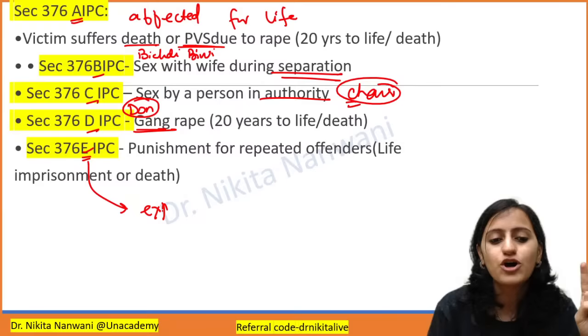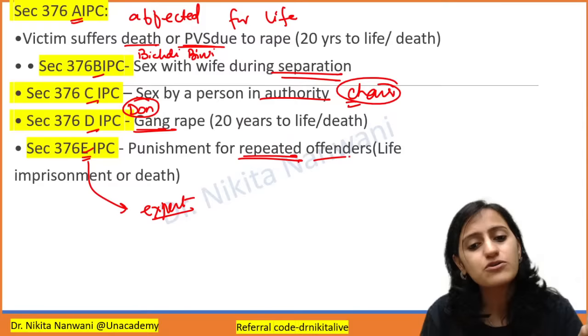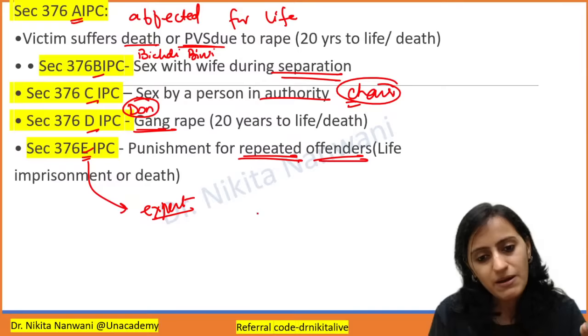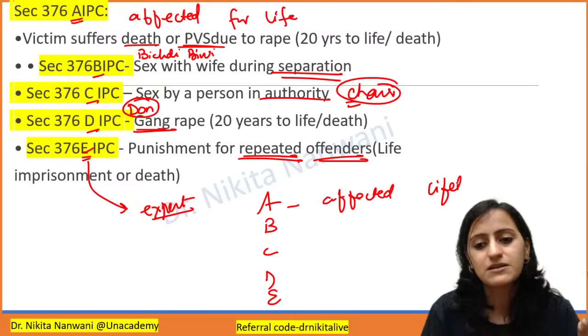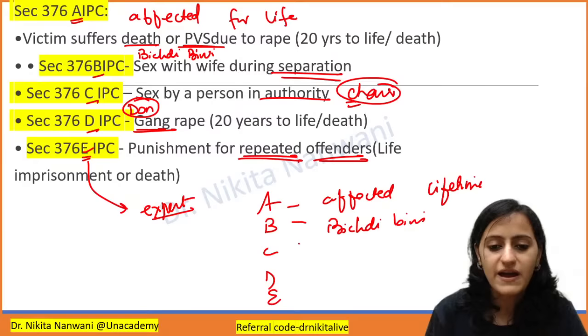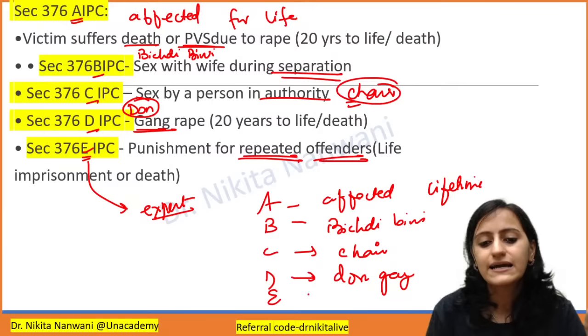376E is your expert rapist. Expert matlab who's been doing it again and again. So repeated offenders will be your 376E. So remember this: A, B, C, D and E. A is affected for lifetime. It might be death or persistent vegetative state. B is bichhdi hui biwi, so with the wife during separation. C is someone in chair, authority. D is don, matlab gang rape. E is expert, that means repeated offenders, right?